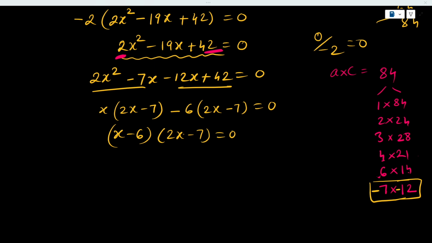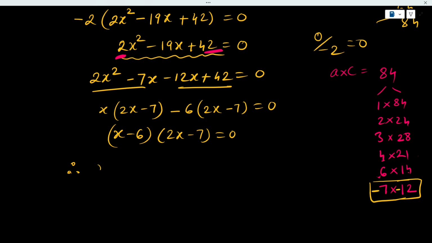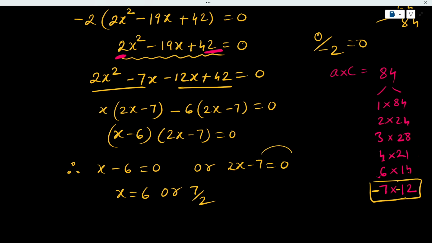Now this is the factorized form of the equation. If I need to get the solution, I have to equate each of the values with 0. So what is the solution here? Therefore x minus 6 is 0, or 2x minus 7 is equal to 0. So that means your solutions are 6 or 7 by 2, because if I take minus 7 to the right hand side, it will become 7 by 2, right? So what are these two solutions?